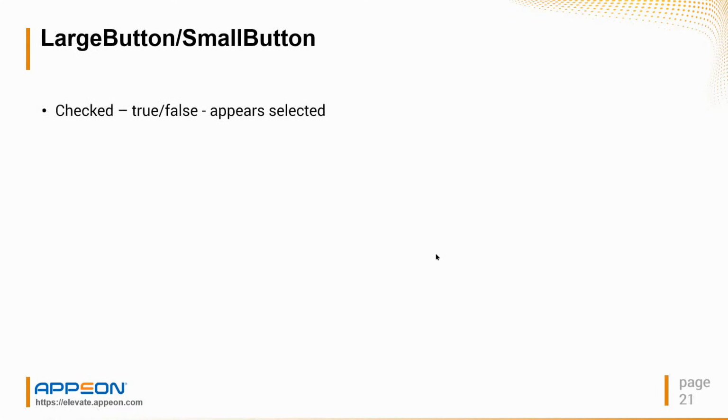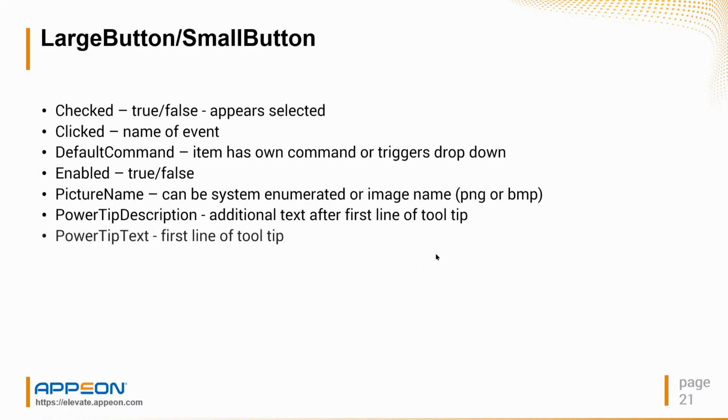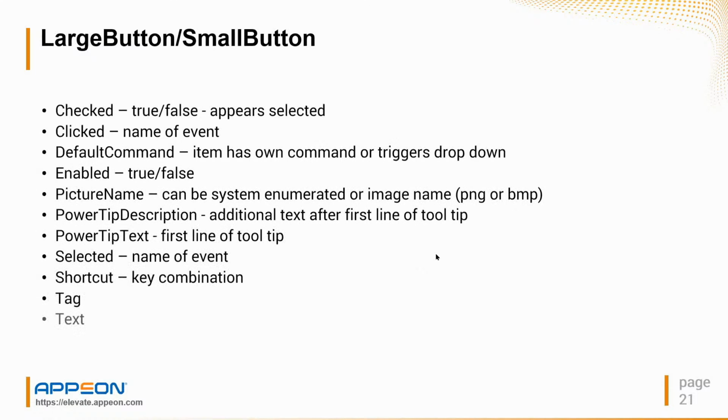Okay, let's look at the properties of the large and small button. Many of these are no surprise. Clicked and selected events, the shortcut, the text, the tag. There's a power tip, so you have a text and description for the power tip. There's a picture for the button, obviously. It can be system enumerated or one that you provide. We talked about the default command earlier.